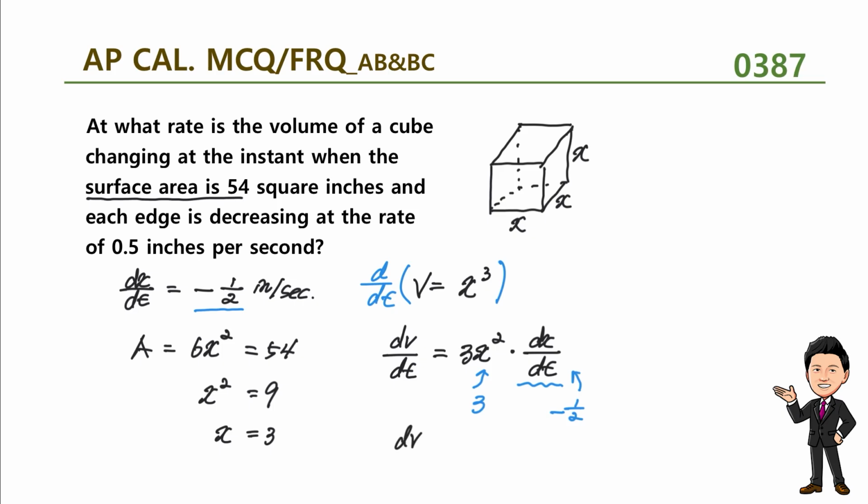So our dV/dt is equal to 3 times 3 squared times negative 1 over 2. So that's going to be negative 3 cubed, 27 over 2, right? What's the unit? It's volume over time. So cubic inches per second, right?